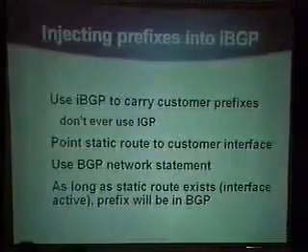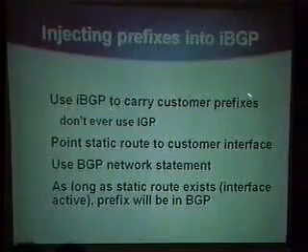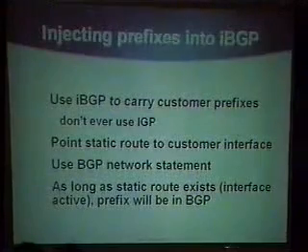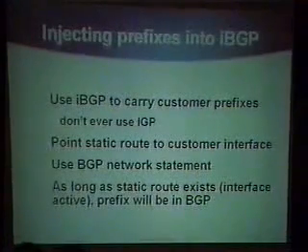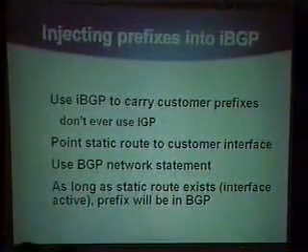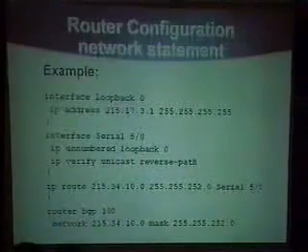Okay, putting prefixes into IBGP. Okay, as I said, IBGP carries customer prefixes. Don't ever use the IGP. Point a static route to the customer interface. Use a BGP network statement. As long as the static route exists and the interface is active, the prefix will be in BGP. So it might look something like this.